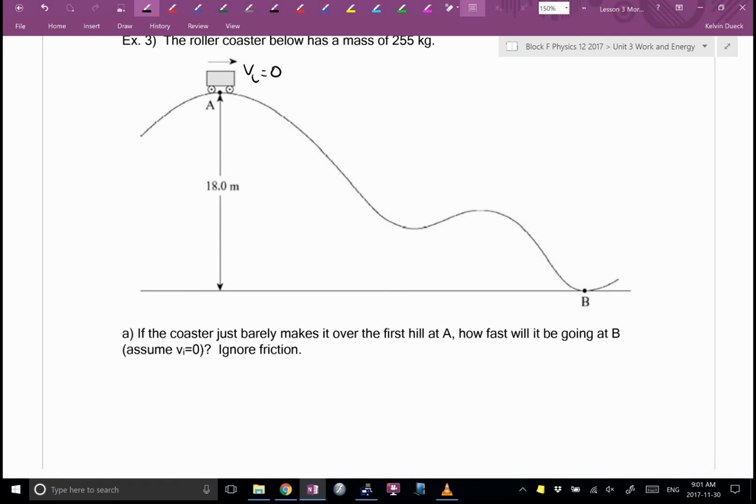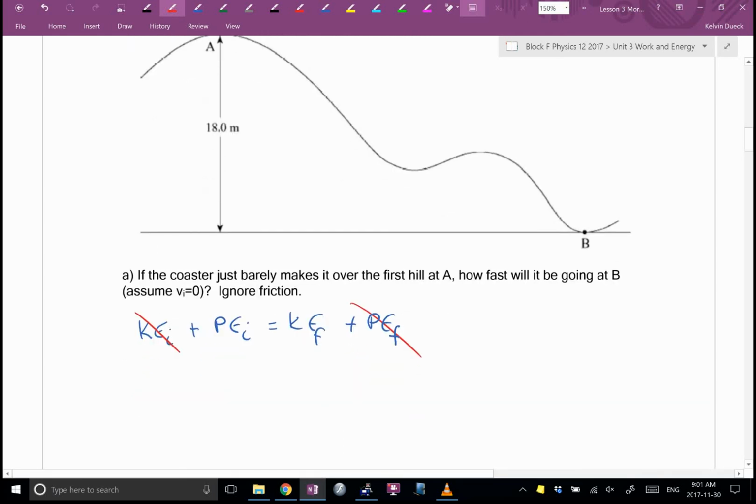Okay. How fast? So, KE initial plus PE initial equals KE final plus PE final. Zach, plus heat? Hey, ignore friction. Okay. Are any of these 0? So we're going to end up with mgh initial equals a half m v final squared.